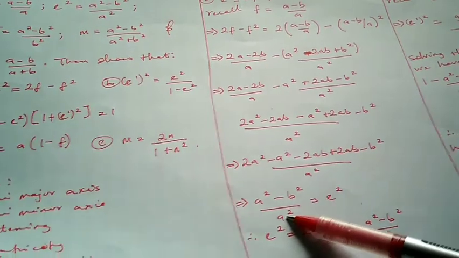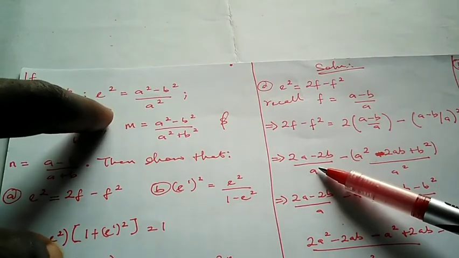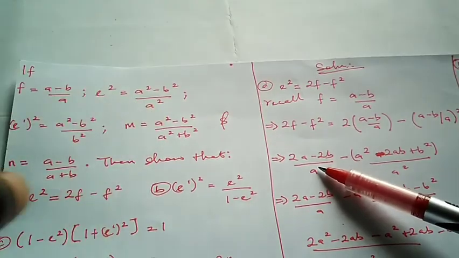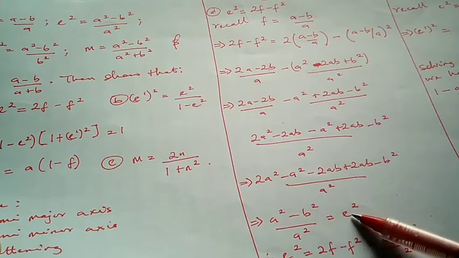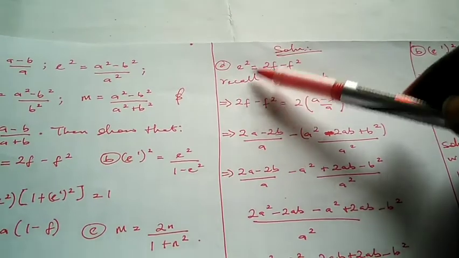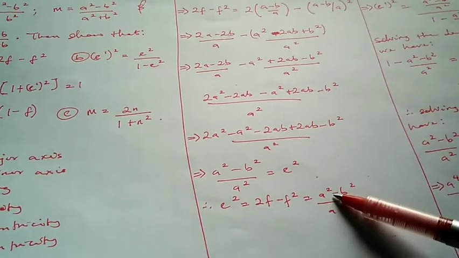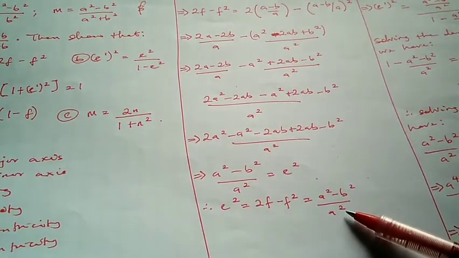So recall from the fundamental formula given to us that e squared is equal to a squared minus b squared all over a squared. And we have also gotten a squared minus b squared all over a squared, which is the same thing as e squared. Therefore, we have proven that e squared is equal to 2f minus f squared, and it is also equal to a squared minus b squared all over a squared. Are we together? It's that simple. Thank you very much. Now let's get to the second part.